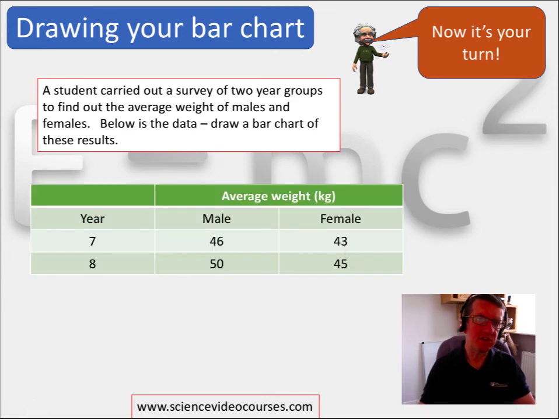This one, I had another category. A student carried out a survey of 2 year groups to find out the average weight of males and females. Below is the data. Draw a bar chart for these results. Here's your year group, so we look at year 7 and year 8. Average weight, kilograms. And don't forget, when you're labelling the axis, don't forget to put the unit in. That is critical. Male 46, 50, female 43, 45. Have a go at drawing a bar chart.